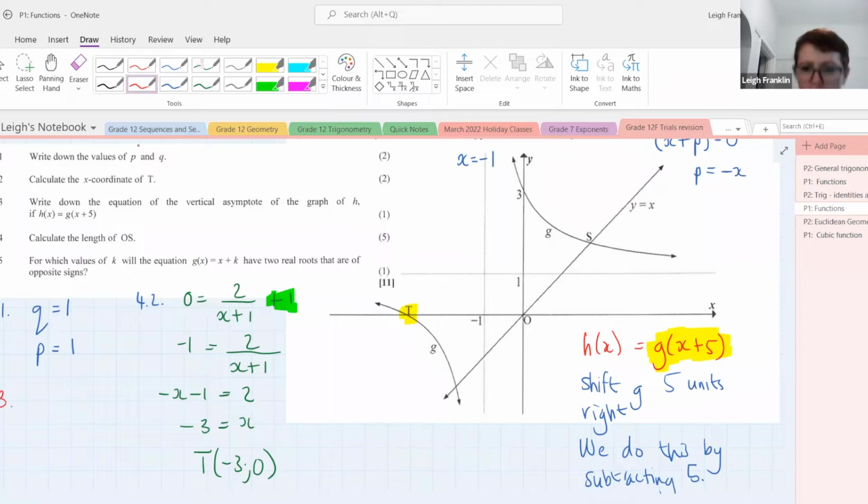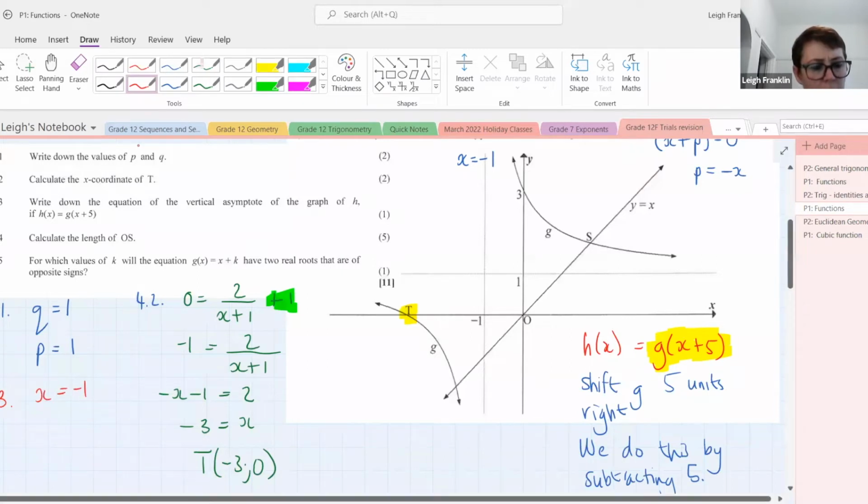Neliswa. It does. g of x plus 5 means shifted 5 units to the right-hand side. So we would shift it to the right by subtracting, because we've got to do the opposite sign. So if we are sitting at -1 and we want to move it 5 units to the right, we've got to take away 5. So this would be the line x equals -6.